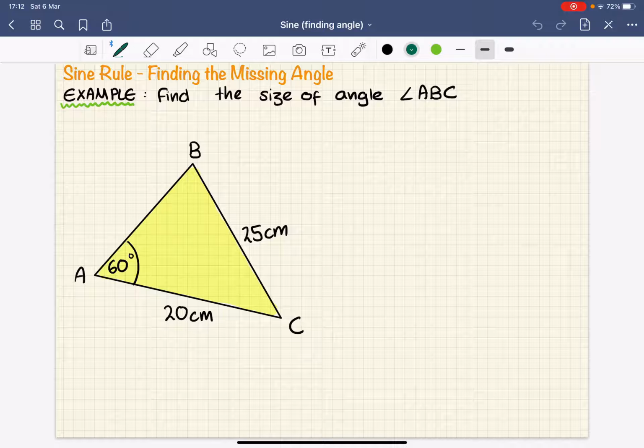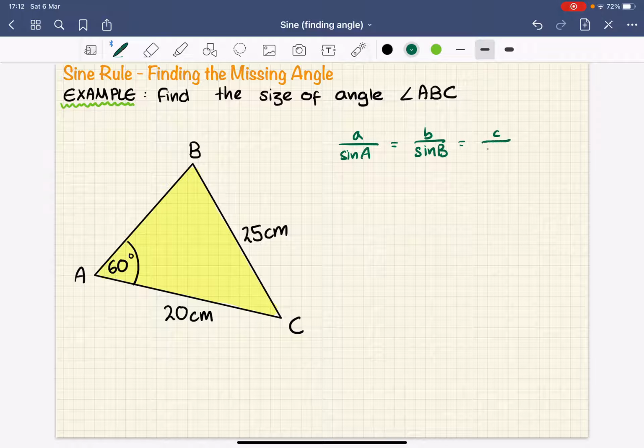Alright, so in this video we're going to be continuing using the sine rule, but this time we're going to be looking at finding the missing angle. So if you recall, our sine rule is this one here where we have a over sine A equals b over sine B equals c over sine C.